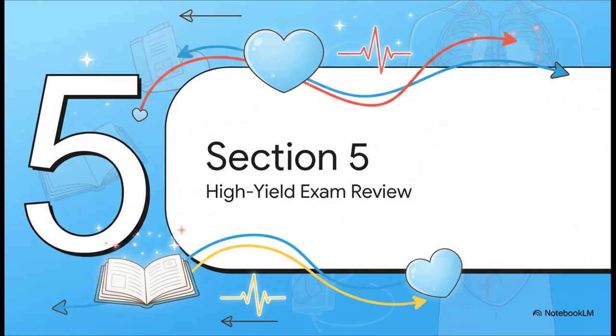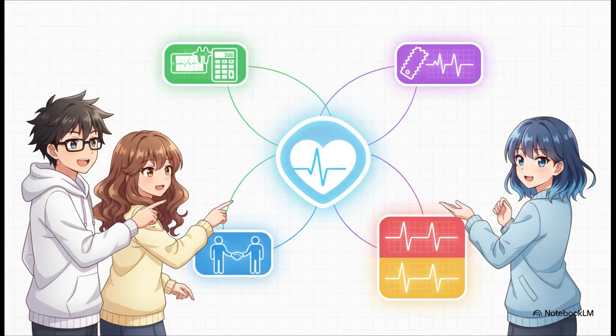So for our final section, let's pull it all together in a super high-yield exam review. This is the stuff you absolutely have to remember when you walk into that exam. So let's recap the pearls. Number one, always use a system. What's the system? Rate, rhythm, axis. Then look for abnormalities. For the rate, use the 1500 rule.